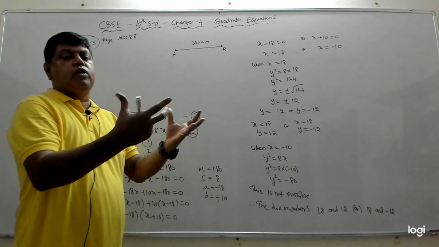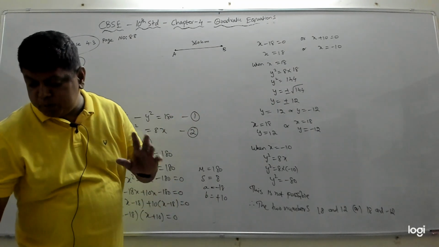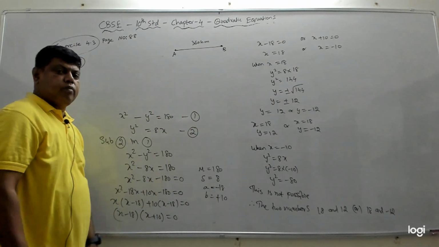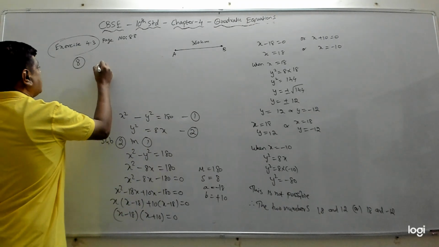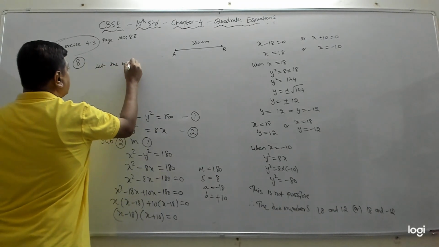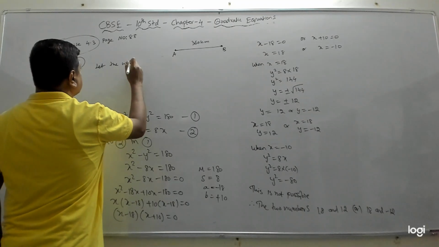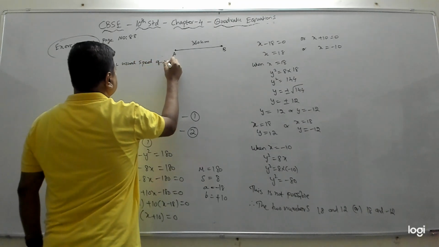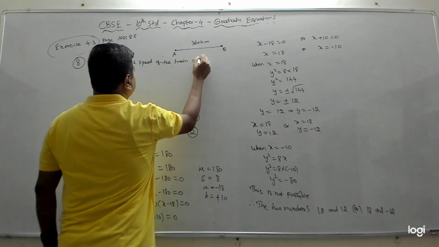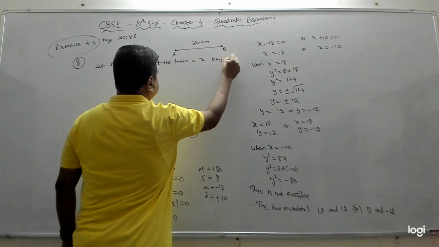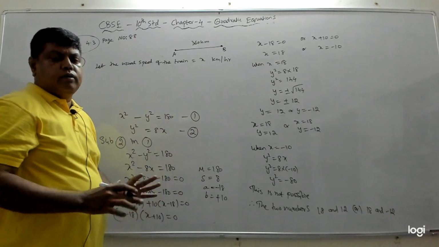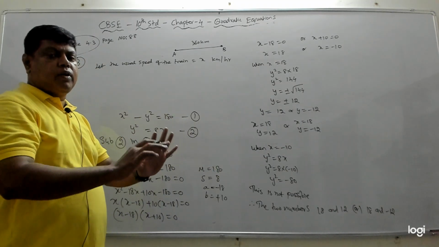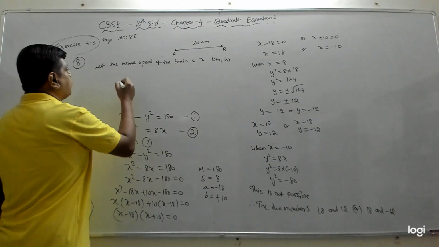How much faster? 5 kilometers per hour. Now we should find the speed of the train, which means the usual speed of the train. So let the usual speed of the train equal x kilometers per hour. Suppose generally it goes at the normal speed of x kilometers per hour. And what is the distance it is given?